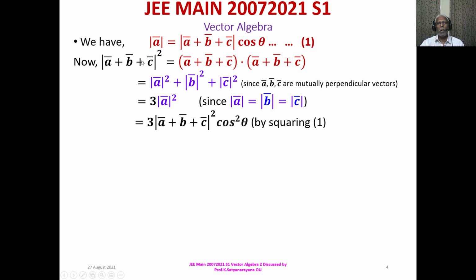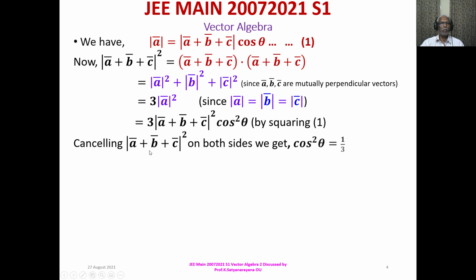But mod A is equal to modulus of A plus B plus C into cos theta. Take the square. Mod A square is equal to mod of A bar plus B bar plus C bar square into cos square theta. And cancelling modulus of A bar plus B bar plus C bar square on both sides, we get 3 times cos square theta is 1. You get cos square theta is equal to 1 by 3.